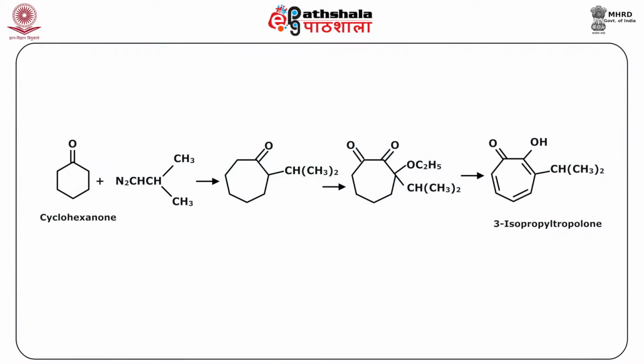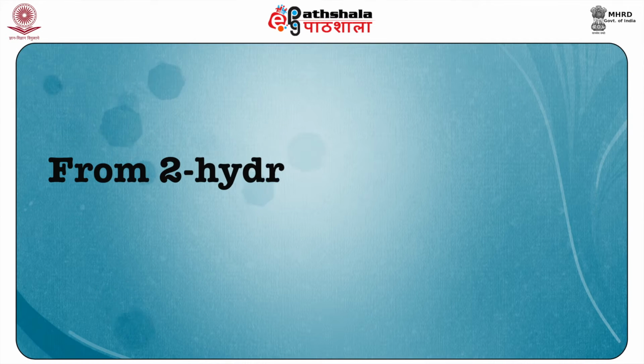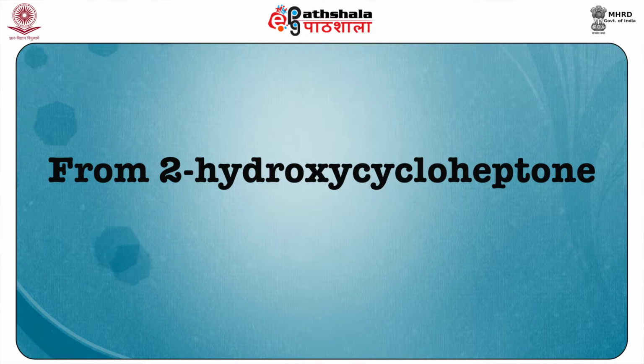The ring expansion of isopropyl cyclohexanone with diazomethane fails, but the desired ketone, which is shown in this figure, is obtained from ring expansion of cyclohexanone by the reaction with diazoisobutane. Its oxidation by selenium dioxide in ethanol yields, rather than the simple dione, an ethanol adduct, but this loses ethanol during the remaining stages and affords the desired product. The other method to synthesize these derivatives is from 2-hydroxycycloheptanone.